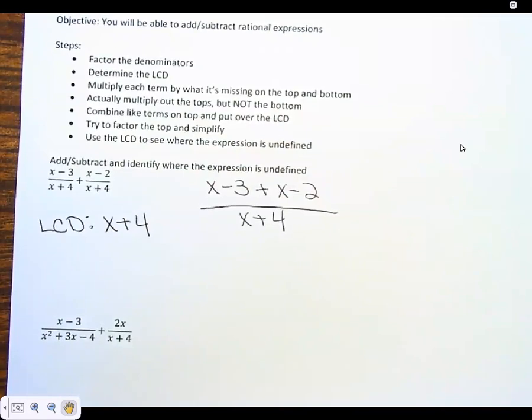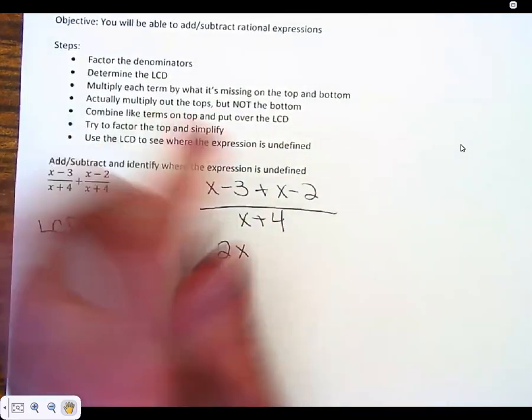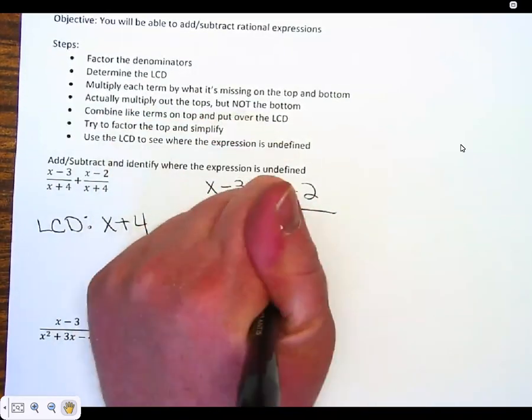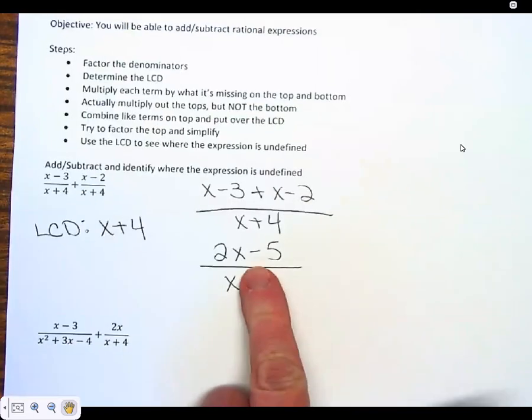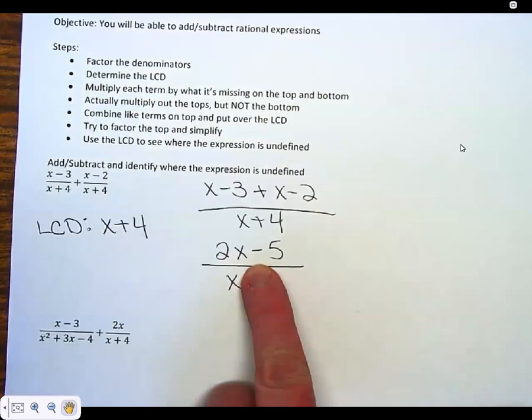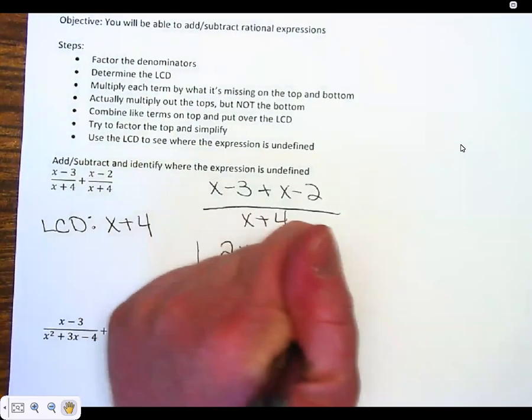And then you want to combine stuff on the top. So you've got x and x, which would be 2x because we're adding. Negative 3 and negative 2 would be minus 5 over x plus 4. You would try to factor the top. If it factors, great. If it doesn't factor, fine. 2x minus 5 does nothing. So here's our sum. So this is part of our answer.